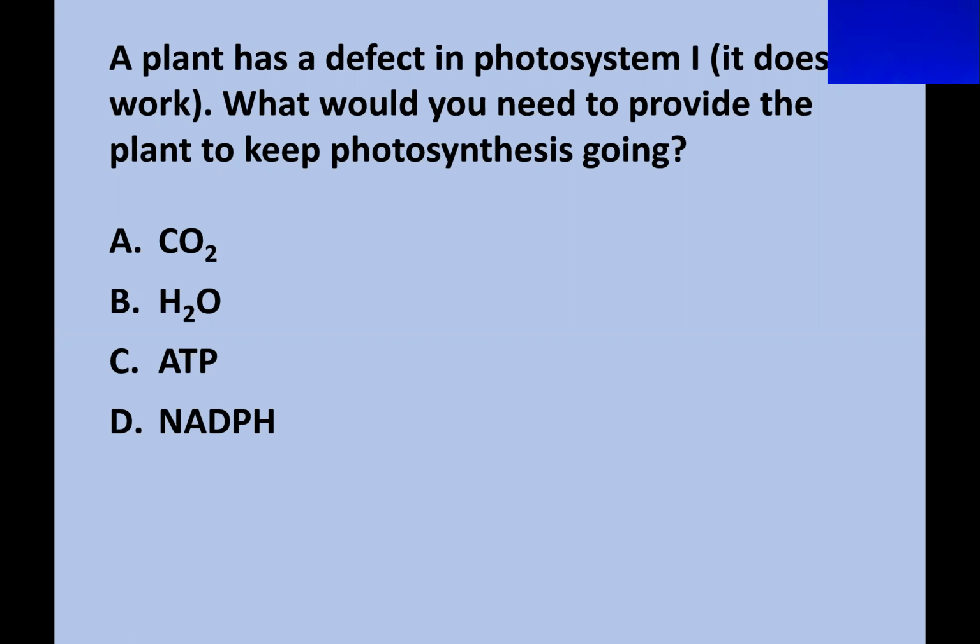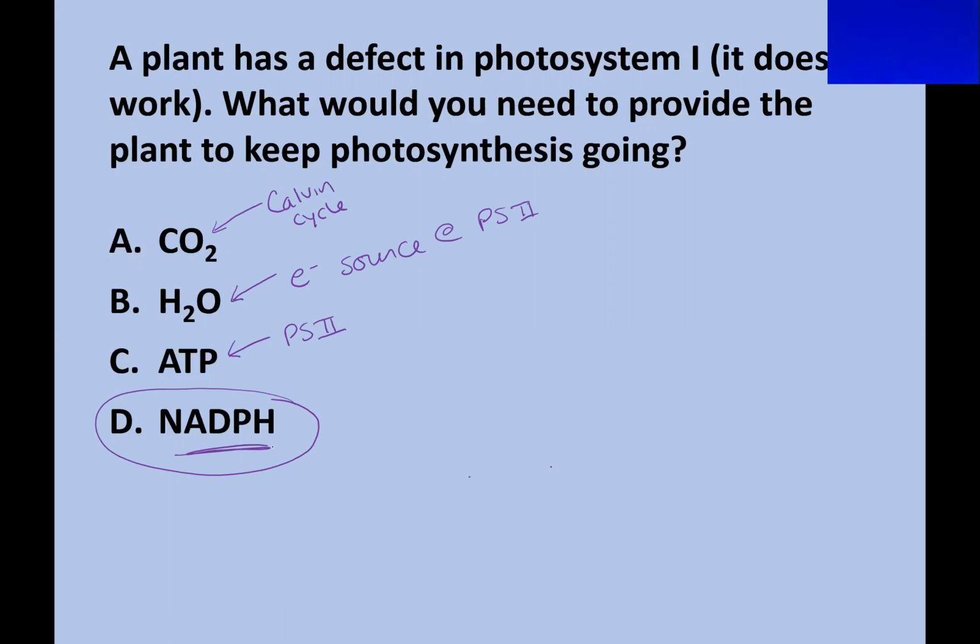So hopefully you remember that the end product of photosystem 1, that electron transport chain, is NADPH. ATP is made by photosystem 2. Water is the electron source. So that happens at photosystem 2 as well. And carbon dioxide doesn't come in till Calvin cycle. So you would need to give that cell some NADPH so that it could keep the Calvin cycle going.